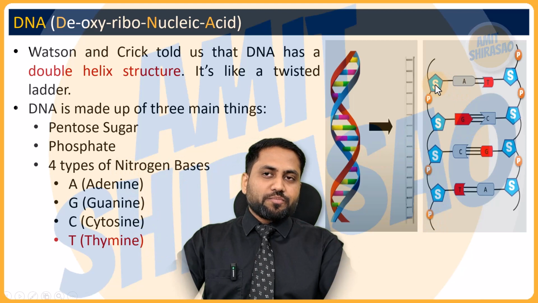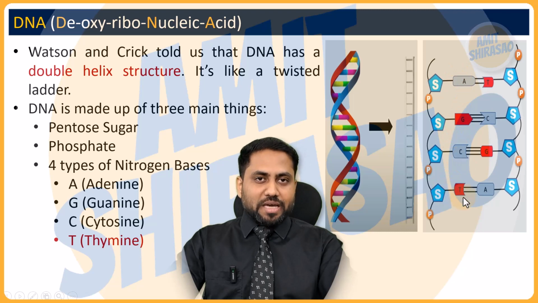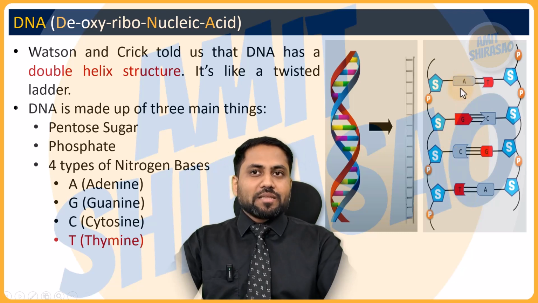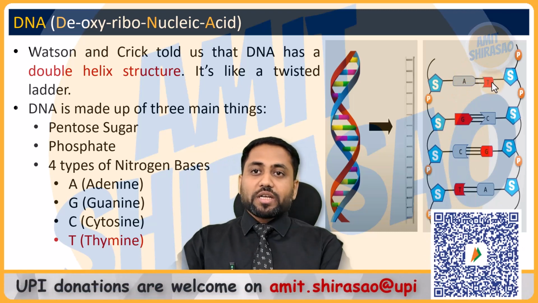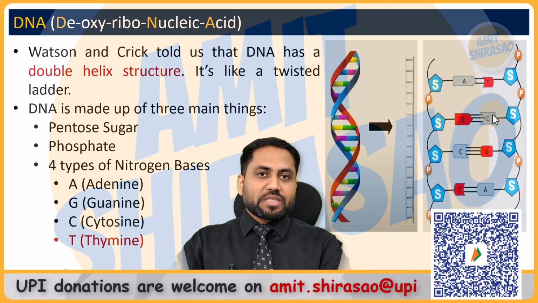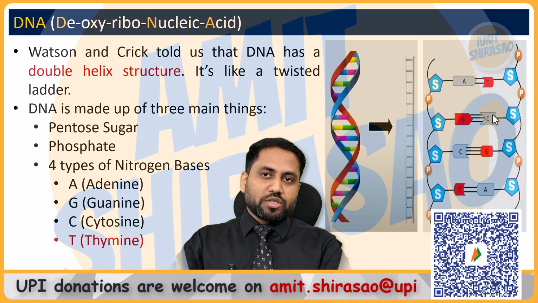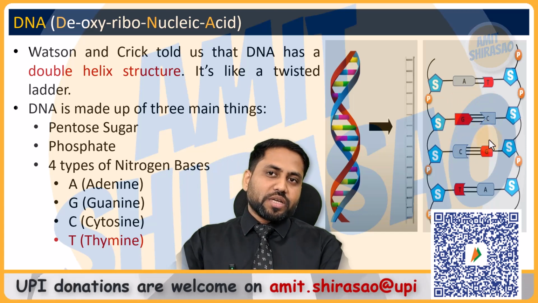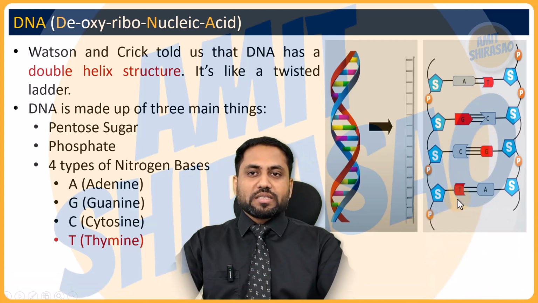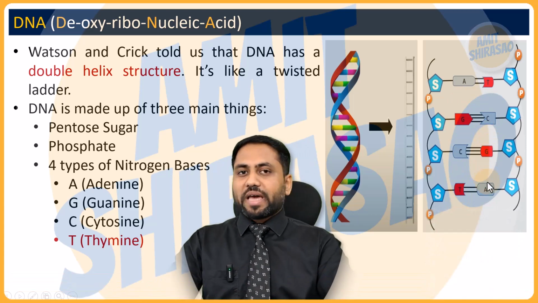So here pentose sugar is connected to a nitrogen base called adenine. Here it is connected by guanine, cytosine, thymine. Now adenine will always connect with thymine using 2 hydrogen bonds. Guanine will always connect with cytosine with 3 hydrogen bonds. Here again it is cytosine, so it will connect with guanine. Here it is thymine, so it will connect with adenine.